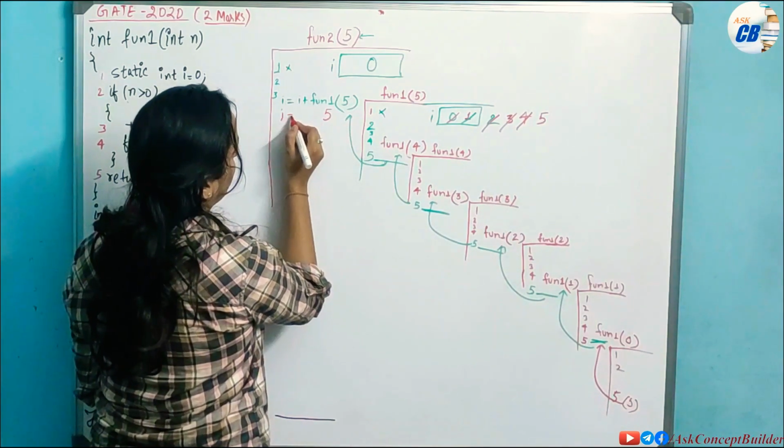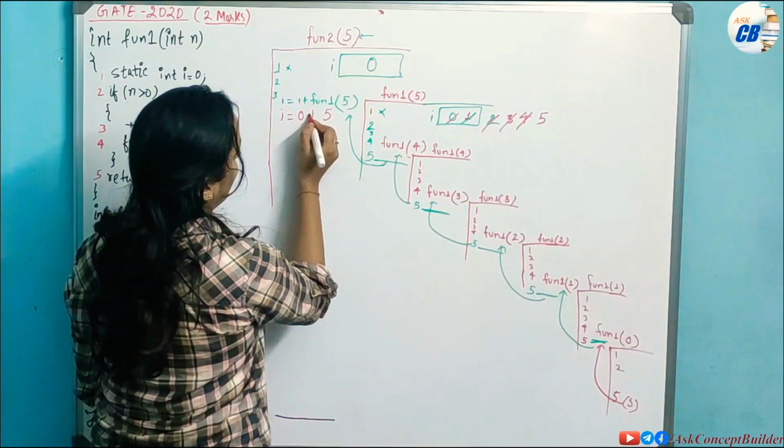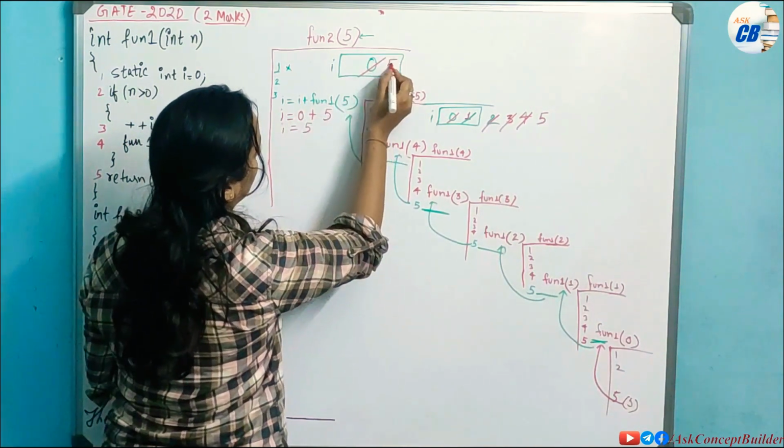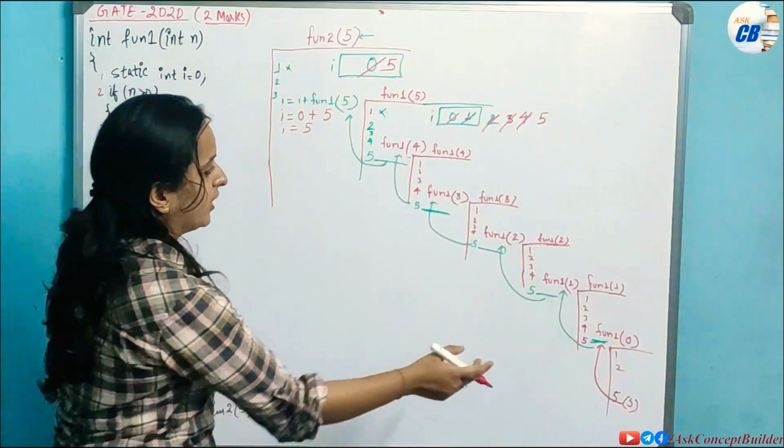Now this I value will become I equals to 0 plus 5. So I has become 5 now. So this value will update and we will put 5 here. Fine. Up to here it is clear.